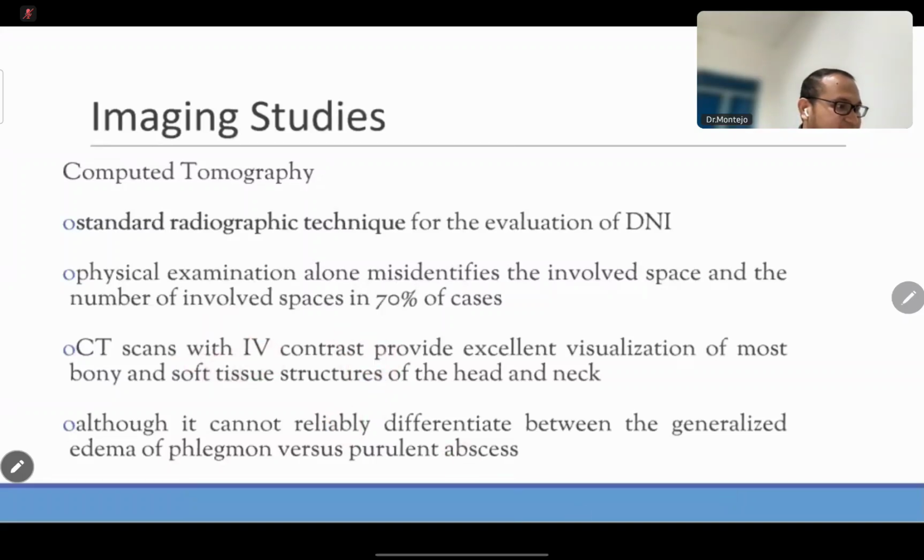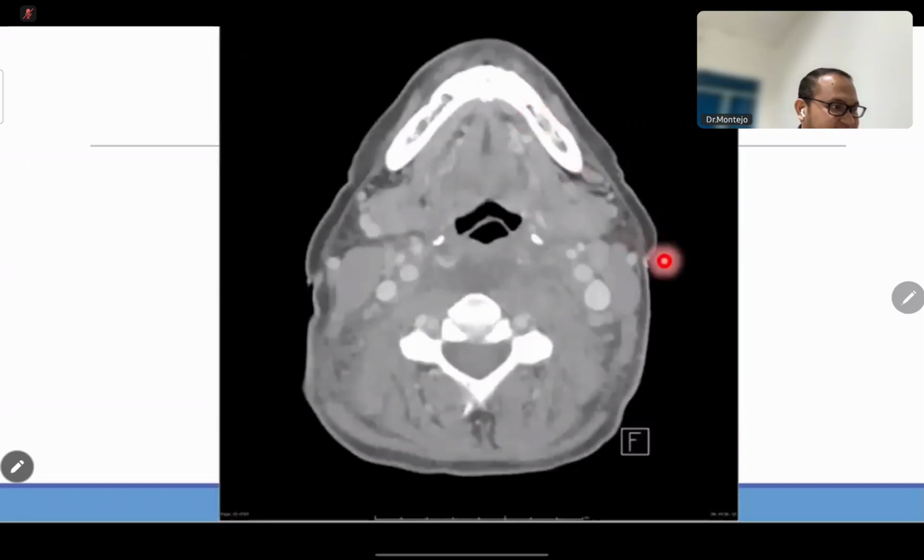And then, however, it cannot reliably differentiate between edema or phlegmon versus your purulent abscess. So this is an example of a retropharyngeal abscess, no? Kaning lucencies, kaning density, no? Kaning hypodensity, black, gray. So this is an example of a retropharyngeal abscess.